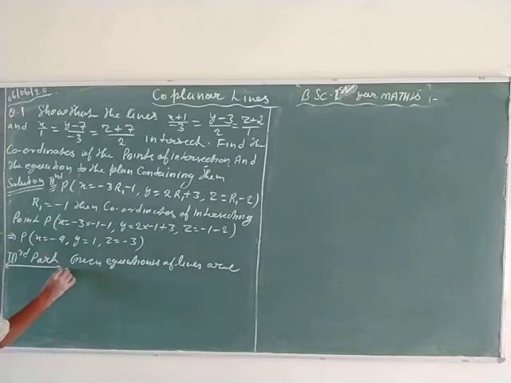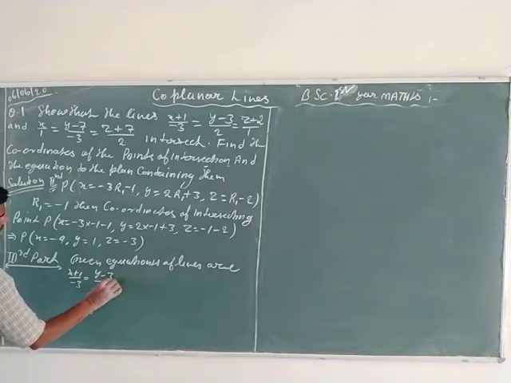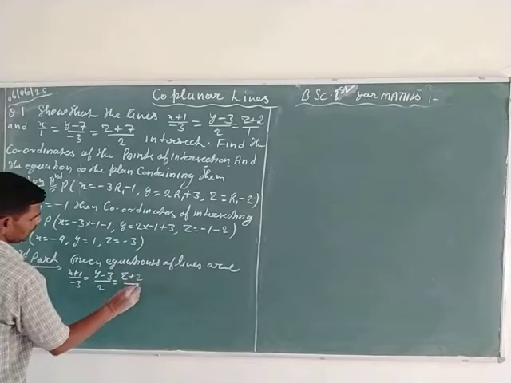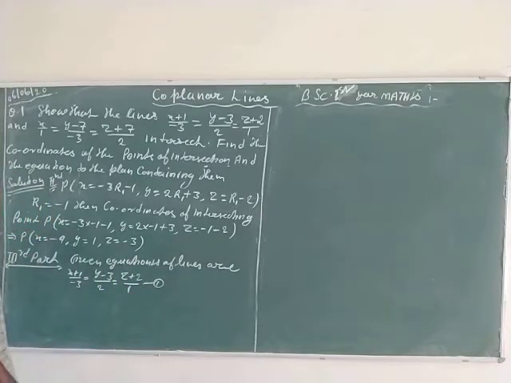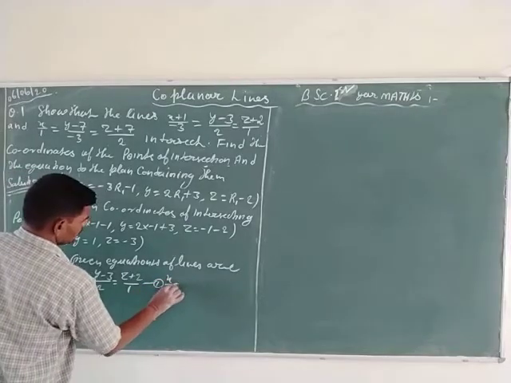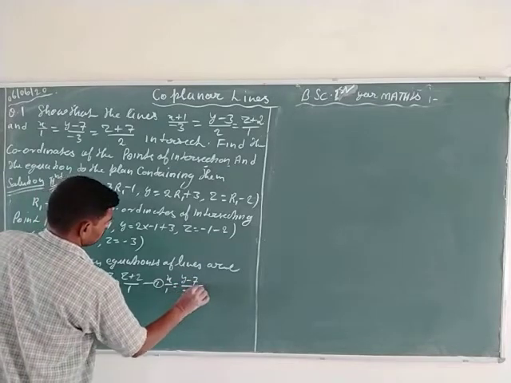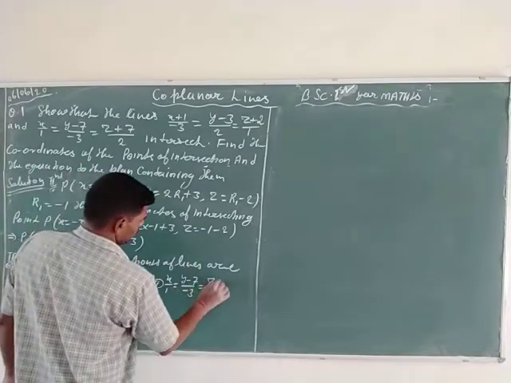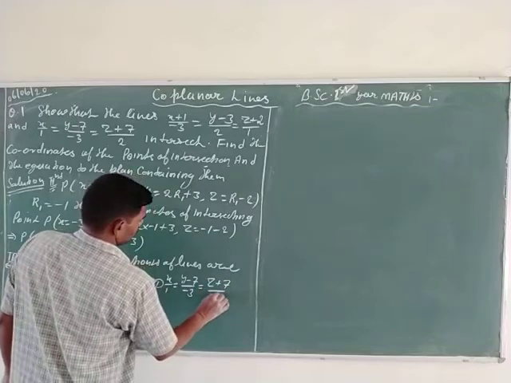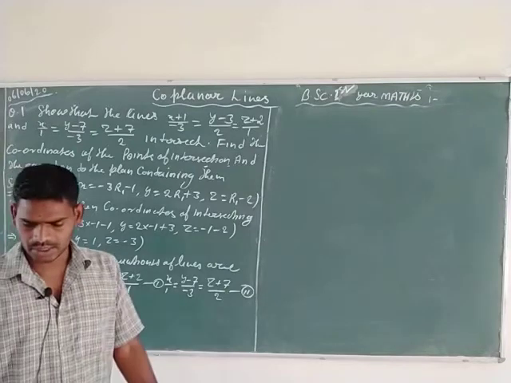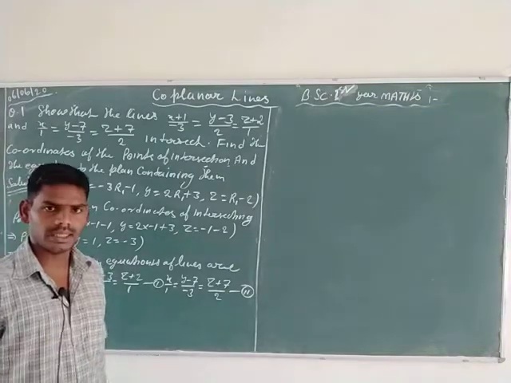The first equation of the line is (x plus 1) by -3 equals (y minus 3) by 2 equals (z plus 2) by 1, and the second equation is x by 1 equals (y minus 7) by -3 equals (z plus 7) by 2. Our aim is to find the equation of the plane which contains these two lines.